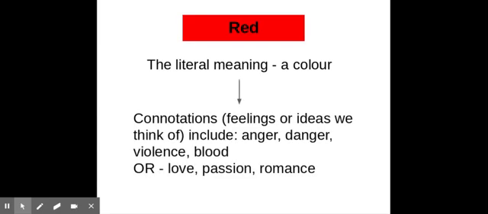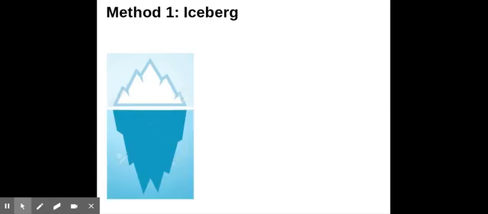Okay, we've got ideas of anger, danger, violence, blood. On the other side, though, you've got love, passion, romance. And all of that is just us digging a little bit deeper into how that word makes us feel. Okay, and that's all we're doing here. And I've got 3 methods of how you can do this on your own that might be really helpful for you. So, method 1 is the iceberg method.